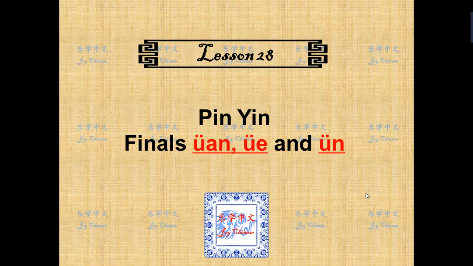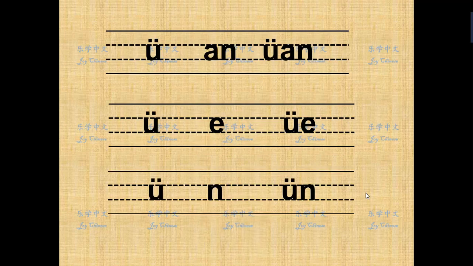欢迎来到第28课。Today I will introduce three finals, yuan, yue, and yun. These three finals are a combination of yu with three other finals. The first one, yu, an, yuan. Second one, yu, yue. Third one, yun. Yuan, yue, yun.